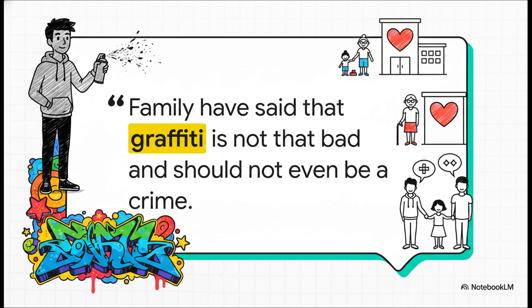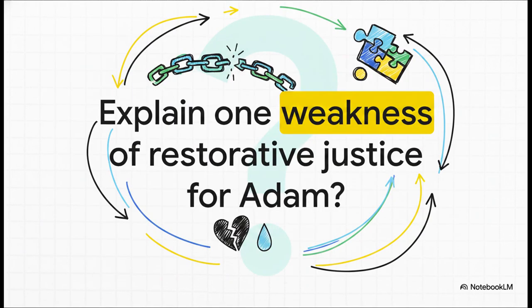Picture Adam, a 19-year-old caught drawing graffiti on a community center used by toddlers and the elderly. The absolutely crucial detail the examiner gives you here is that Adam's family has a history of antisocial behavior and actively normalizes his actions. They literally tell him, graffiti is not that bad. This brings us to a classic exam question. Explain one weakness of using restorative justice as a punishment for Adam for 2 marks.